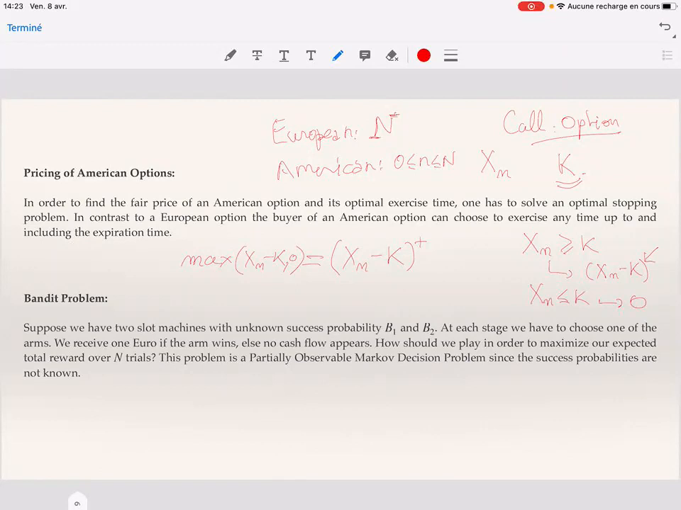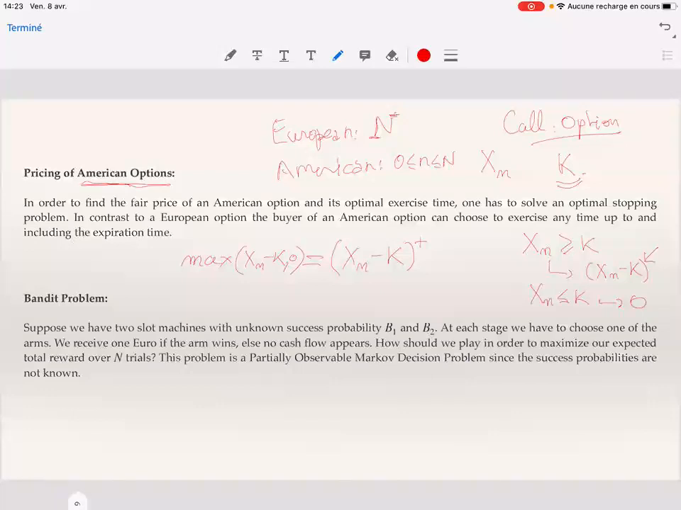What is a bit different in these American options is that here you are trying to maximize over all the times before capital N. It is a bit different from the other problem where only the final time is really important, where you just look at the final time and try to maximize something. Here you can try to maximize over all the times.